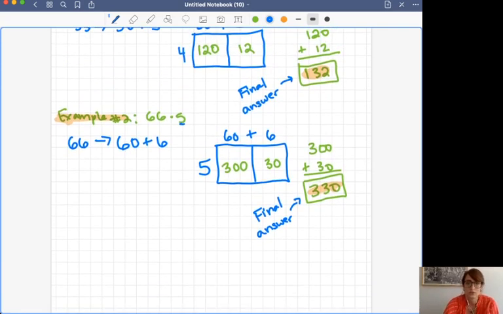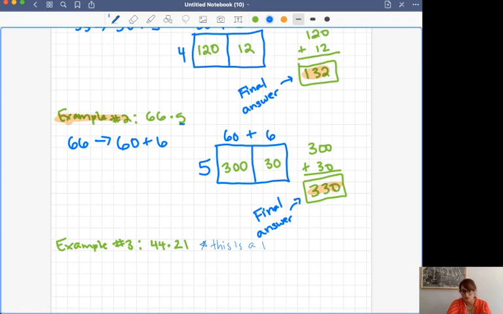Okay, and now we're just going to do one more. So let's go ahead and write down example number 3. And this one we are doing 44 times 21. Now let's stop and think for just a second. I'm going to make a little note here. This is a 2-digit times a 2-digit. So it's a little bit different from the ones we did earlier.